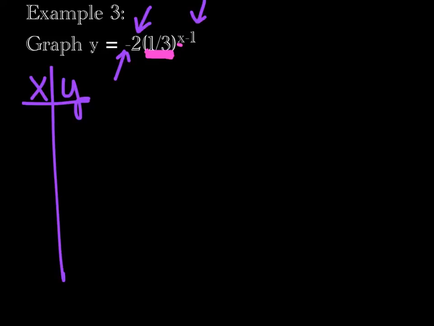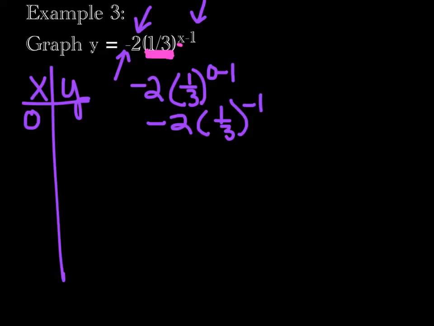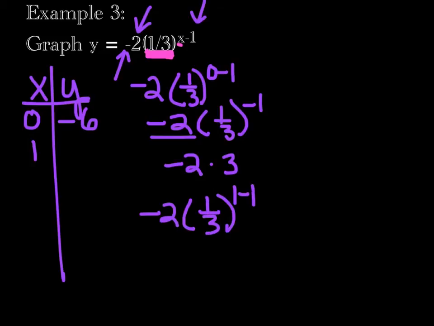If x is 0, then I have -2 times 1/3 to the 0 minus 1. So I have -2 times 1/3 to the -1. That's -2, and then 1/3, because remember this -1 power does not affect that -2. But 1/3 to the -1 is 3. And -2 times 3 is -6. If x is 1, I have -2 times 1/3 to the 1 minus 1. So -2 times 1/3 to the 0 power. Anything to the 0 power is 1, so when x is 1, y is -2.